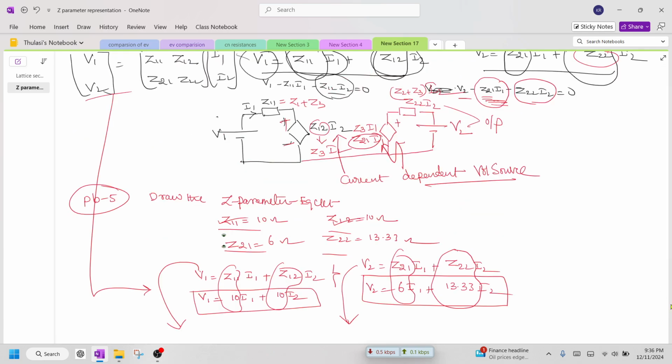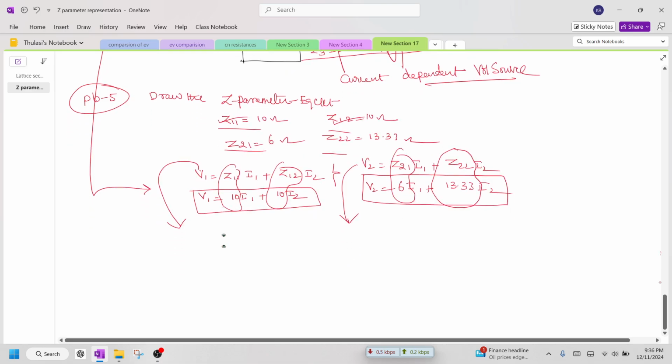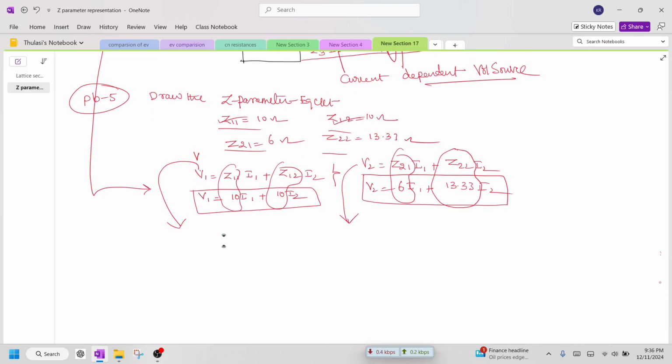Okay, now I will make things more clear. This is like a voltage source and all these are voltage drops. Now let's try to redraw the network from the equation. So V1 minus Z11 I1 minus Z12 I2 is equal to 0. This equation I can write down as V2 minus Z21 I1 minus Z22 I2 is equal to 0.